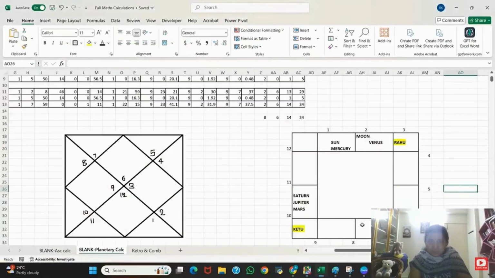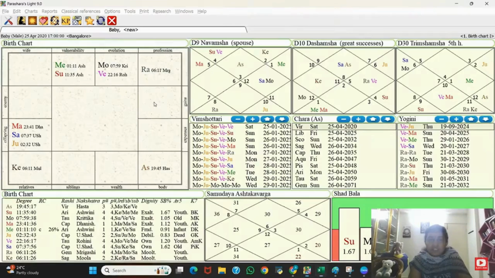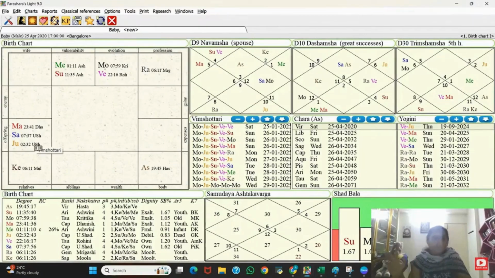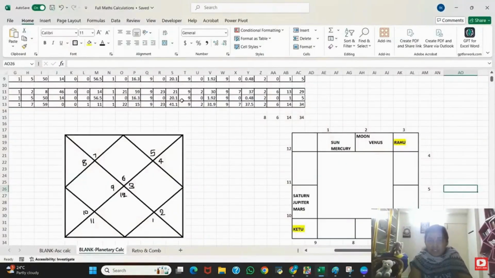Next, coming to the Venus and Moon, which is in the 9th house. Then Sun and Mercury is in the 8th house. Then Jupiter, Mars, and Saturn are in the 5th house. So we have plotted the Kundali. So this is actually, we can see it very clearly.